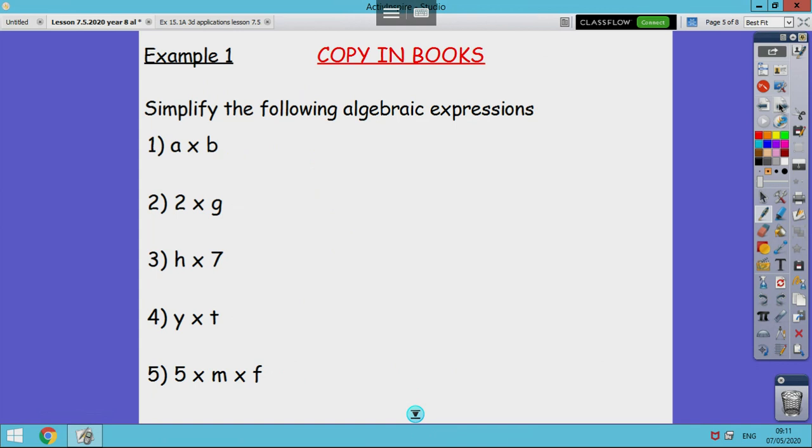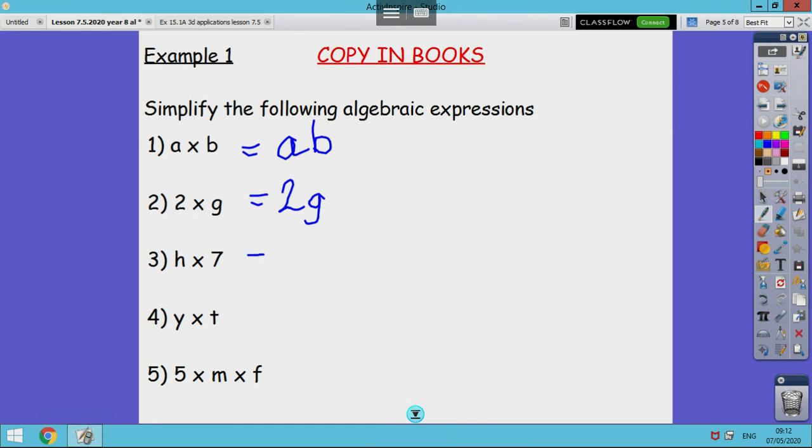Okay, so here's your first example. So example number 1. We've got 5 little mini examples there for you to have a go at. Okay, go through with me. Now, we've already kind of done the first one, haven't we? So A times B. Remember, we don't use multiplication signs. So that would be AB. 2 times G. Well, let's remember our rules. The number has to come first. So the number comes first, okay? And then there's only one letter, so that's going to be 2G.